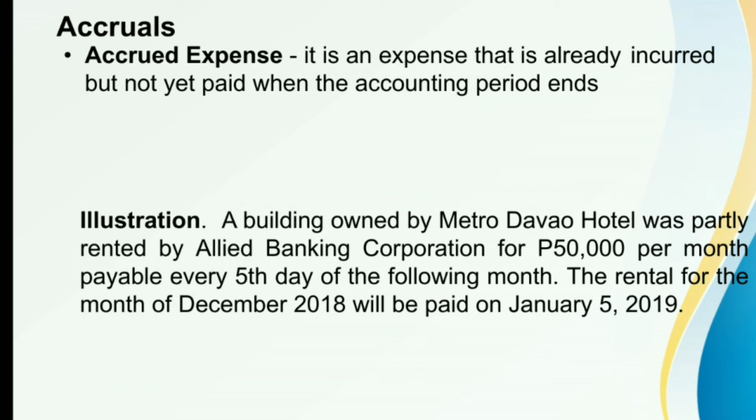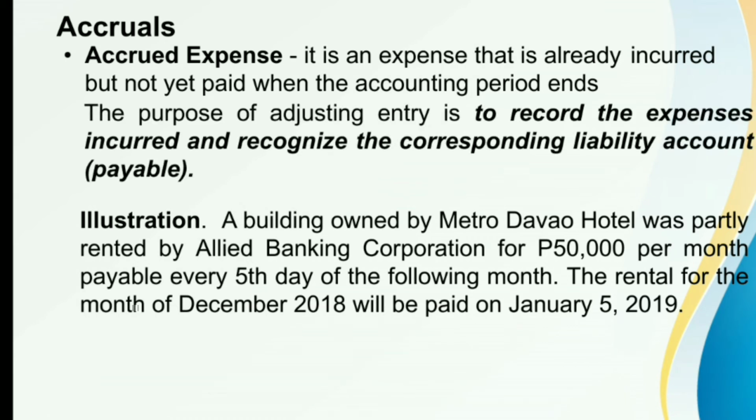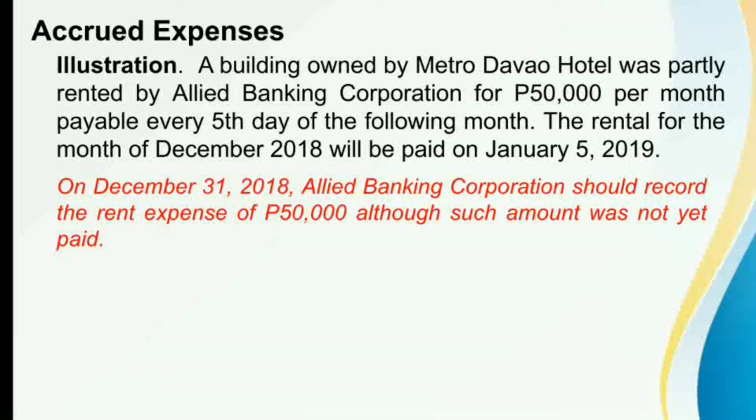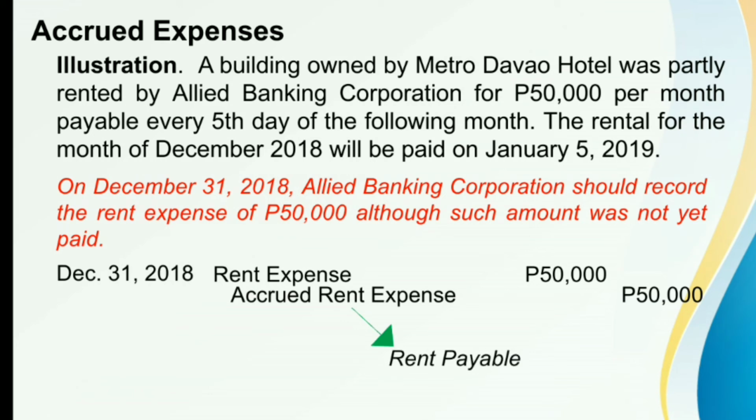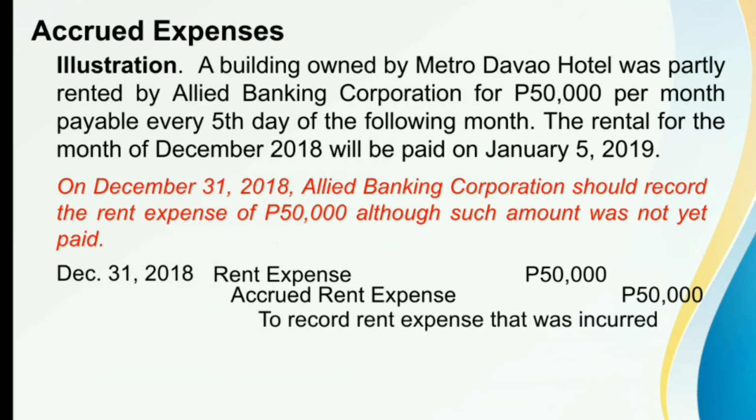So, therefore, we have to prepare an adjusting entry in order to record the expenses incurred, which in this case is a rent expense, and recognize the corresponding liability account or the payable. And so, the Allied Banking Corporation should prepare this adjusting entry on December 31, 2018. Debit rent expense, 50,000, and credit accrued rent expense, 50,000. This accrued rent expense is similar to rent payable, so you can also use rent payable instead of accrued rent expense. This is to record the rent expense that was incurred.